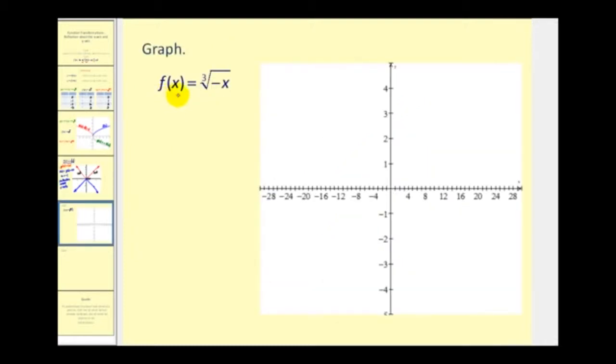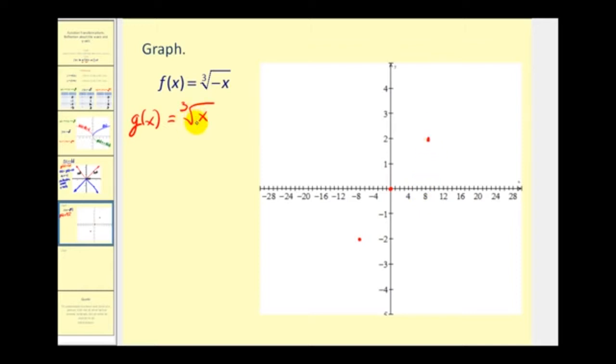And here we have f of x equals the cube root of negative x. So our parent function would be the cube root of x. Now this one may not be quite as obvious as some of the others that we've done. Let's go ahead and sketch this parent graph. So if we take the cube root of -8, that would be -2. So we'll plot the point -8, -2, 0, 0. And then the cube root of 8 would be 2. Let's find two more points.